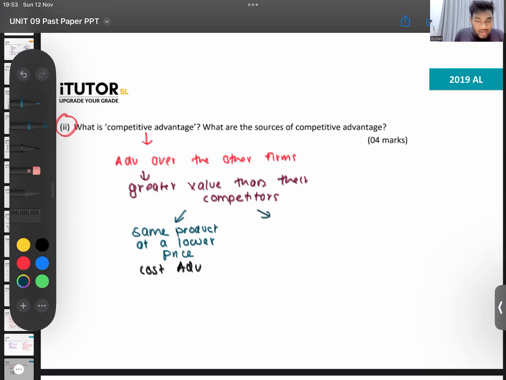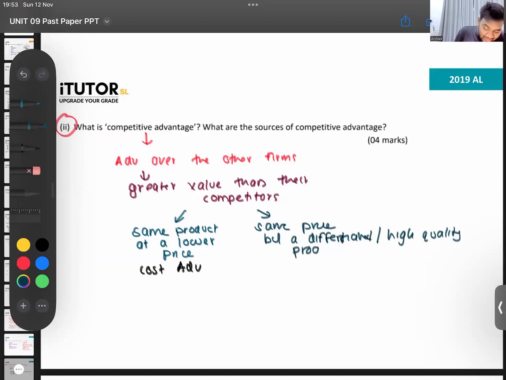Another way that you can provide more value is at the same price. You can offer the same price, but a differentiated or higher quality product. At the same price, you can provide a differentiated or higher quality product. That is what you call a differentiation source. You have an advantage because you are different from the other.